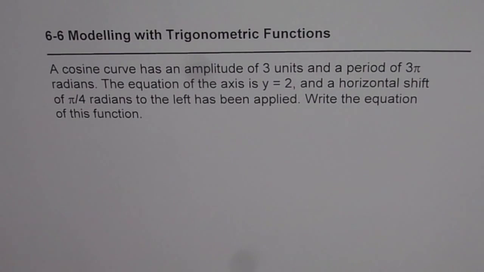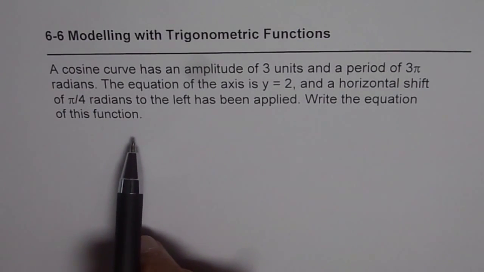A cosine curve has an amplitude of 3 units and a period of 3 pi radians. The equation of the axis is y equals 2, and a horizontal shift of pi by 4 radians to the left has been applied. Write the equation of this function. This question will help us understand the basic transformed trigonometric function equation.